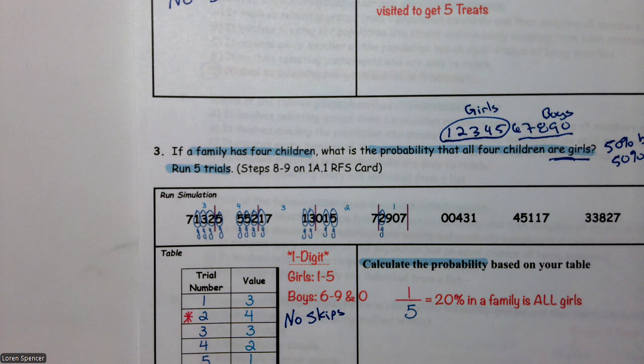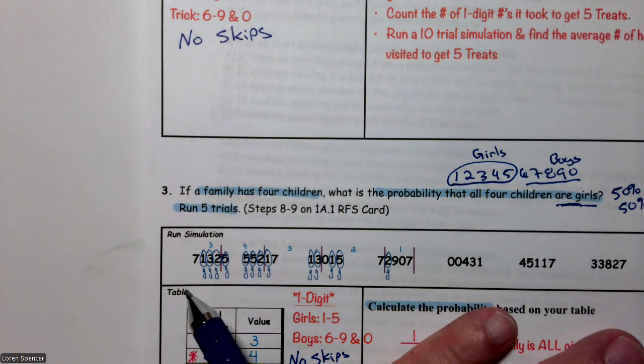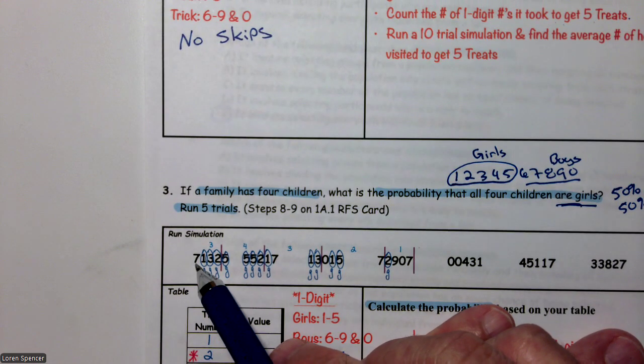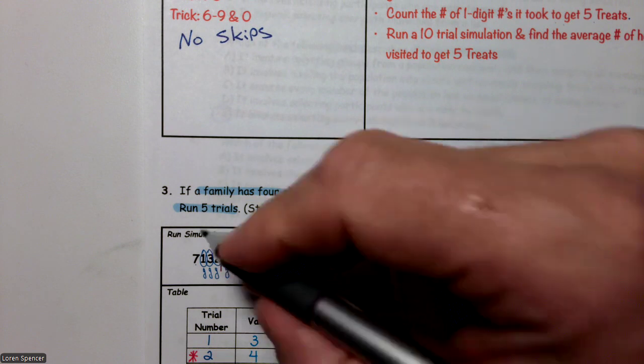So in this case, when we look at this, we go, well, 7. 7 happens to be a boy.